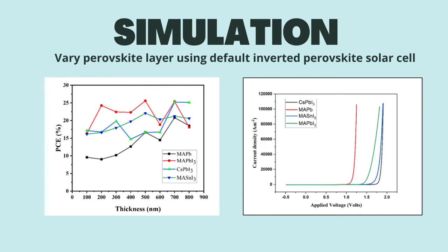The methyl ammonium lead shows the lowest PCE with a minimum value of 9.03% at thickness 200 nanometer and a maximum value of 20% at thickness 700 nanometer. At the right side of the slide shows the JV curve of the perovskite.